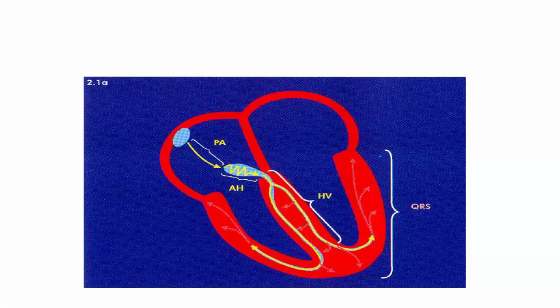Remember we said the P wave is the summation of atrial depolarization, while the QRS is the summation of ventricular depolarization.